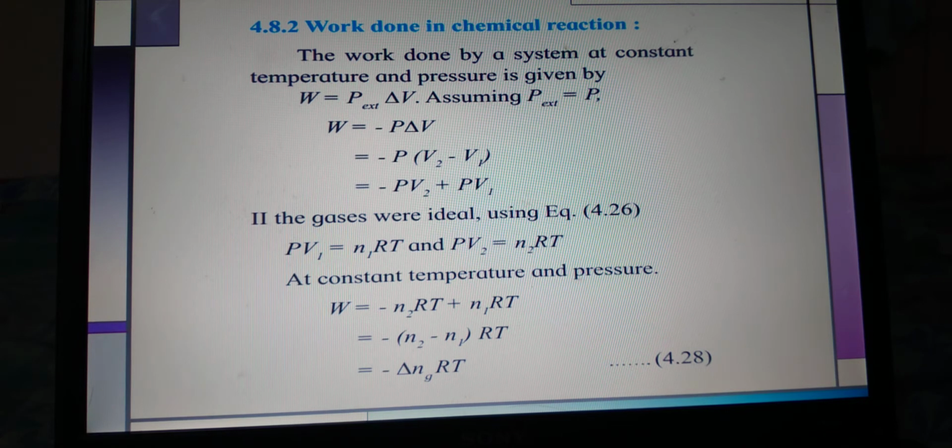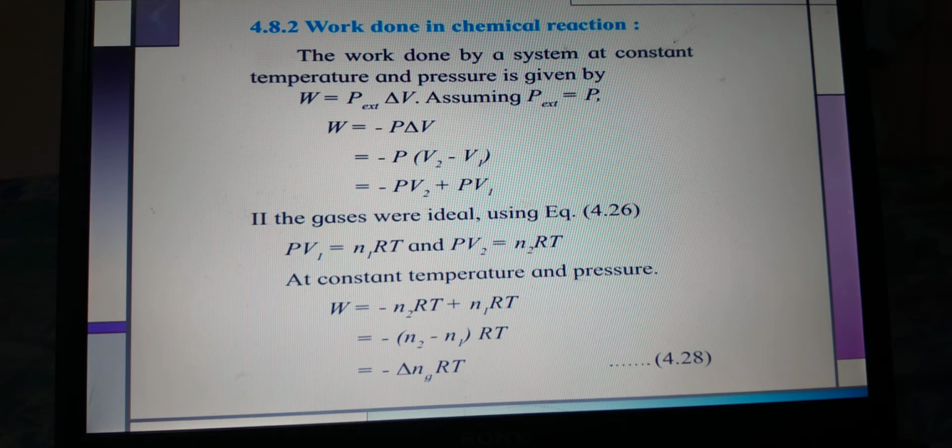In the first part, we learned what work done is and how it can be calculated. So, in section 4.8.2, work done in a chemical reaction. What is the work done? We already learned that by a system at constant temperature and pressure, it is given by the equation W is equal to minus P external delta V. Assuming that P external is equal to P, we get W is equal to minus P delta V. Now what is delta V? It is well known: the difference between final and initial. So substitute: minus P times (V2 minus V1). Just multiply by P. What do we get? Minus PV2 plus PV1.